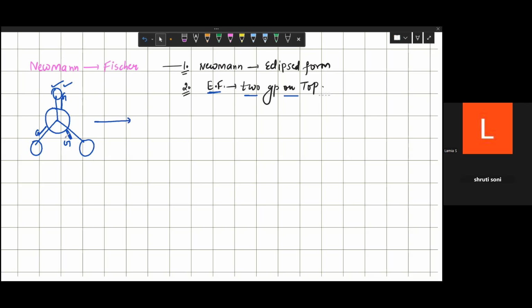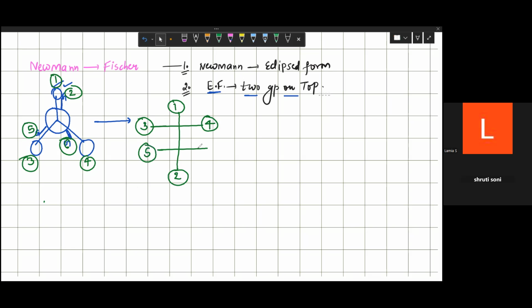Now, what we are going to do, let's suppose I'm giving numbers to these groups. First and second, then third and fourth, then fifth and sixth. Now, how I'll represent this: first I'll write here, then second, then the third group comes to here, and then the fourth group, then the fifth group over here, and the sixth group over here. Done.